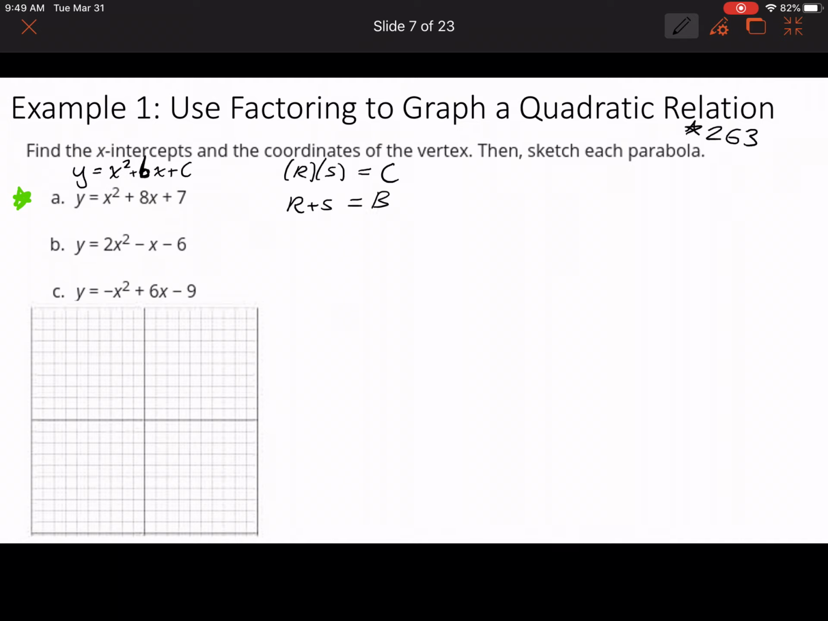So our factors of 7, and 7 only has 2 factors. It can be 1 and 7, or -1 and -7. But since our b is positive, we know our numbers are 1 and 7. So we can just jump straight to our factored form, because we do not have an a value greater than or less than 1. We just have 1.